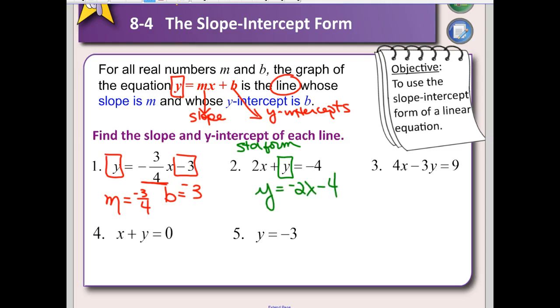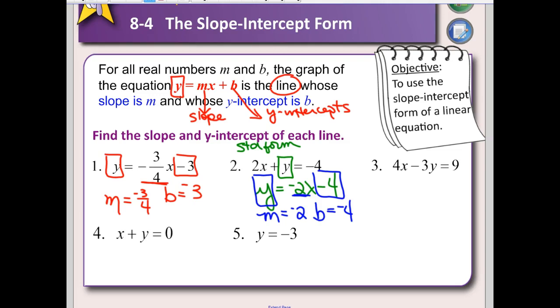Now, did you notice that I plopped that -2x in where he belongs? Remember, it's supposed to be mx plus b. So now that I've got y standing alone, we're in slope-intercept form. Who's in front of x? -2, so the slope is -2. What's my y-intercept? That's the constant on the end, so that's -4.